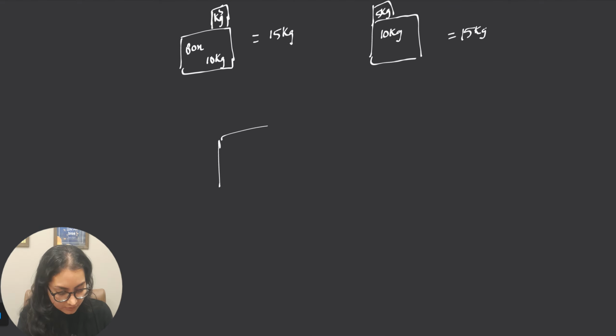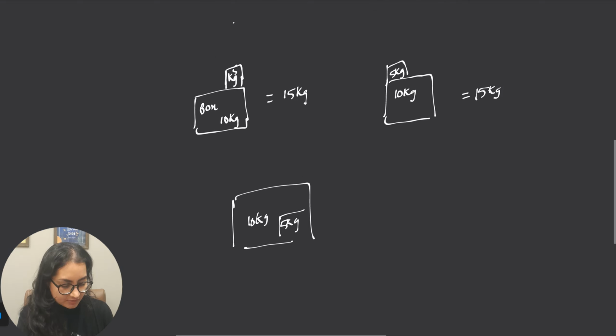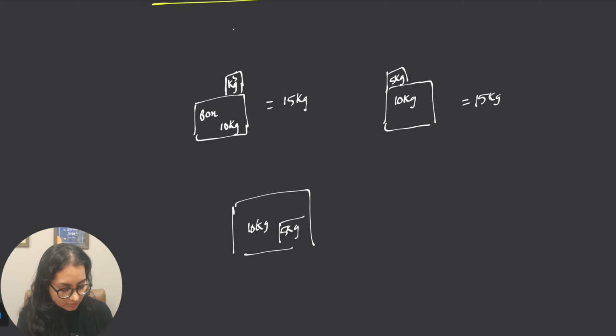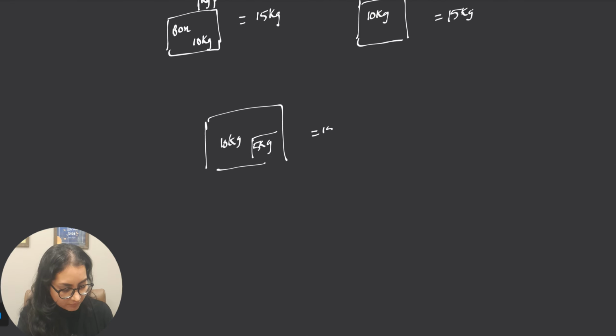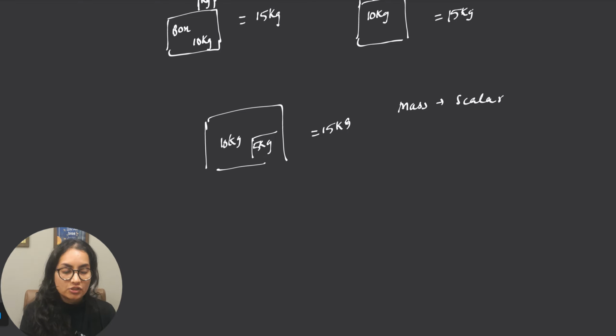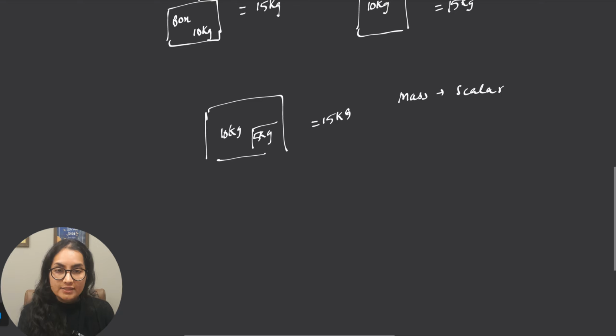But what if I keep my box inside? It's again 15 kgs, right? Am I kidding or what? So mass is a scalar. We can add mass or subtract mass like arithmetic. So we can use simply addition or subtraction on scalars to add or subtract them. But this is not the case with vectors.